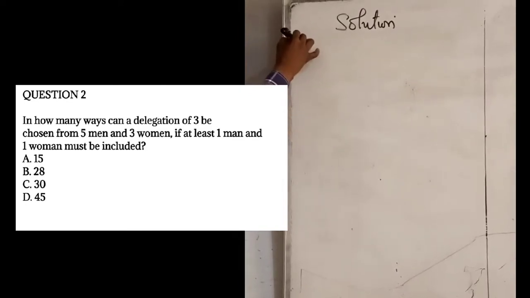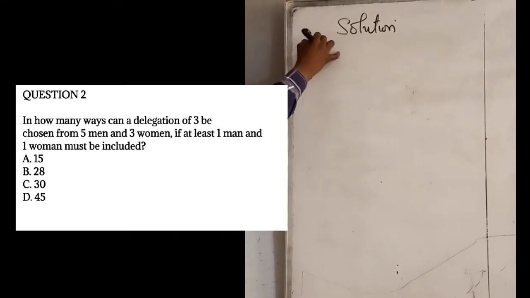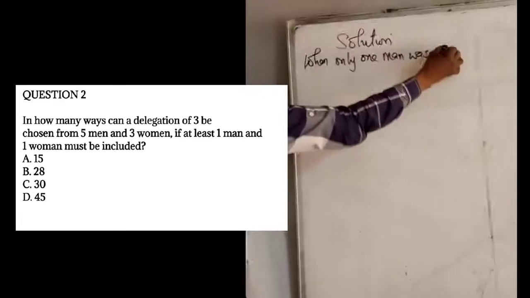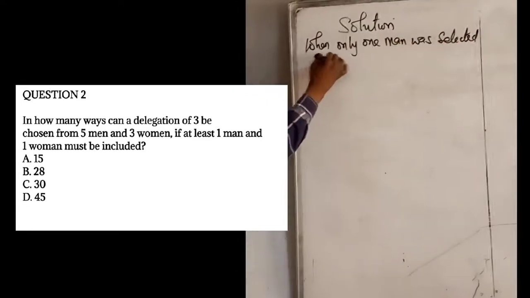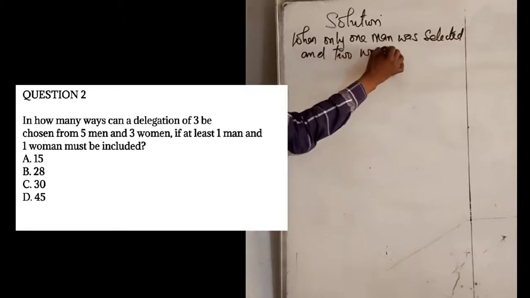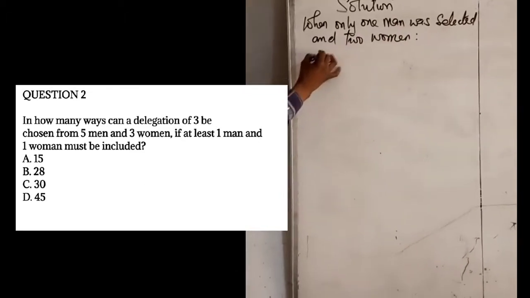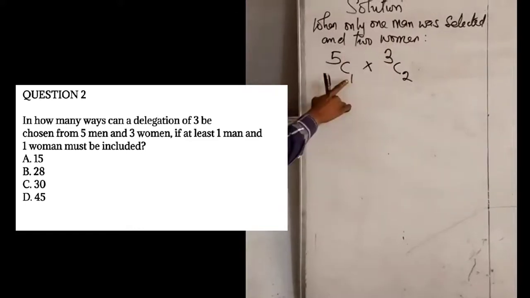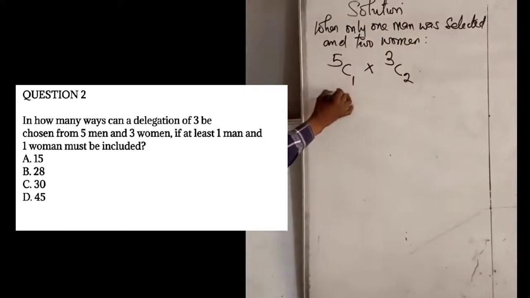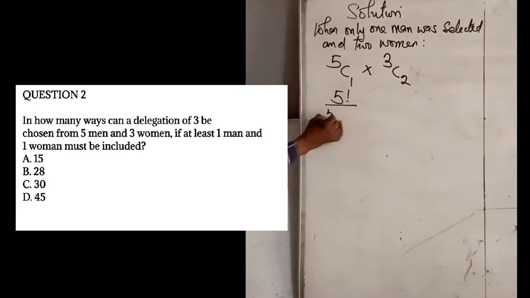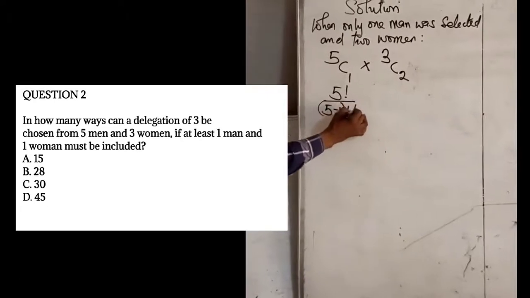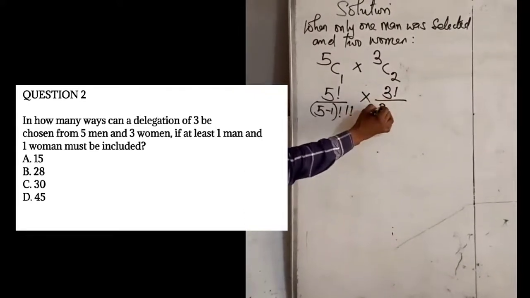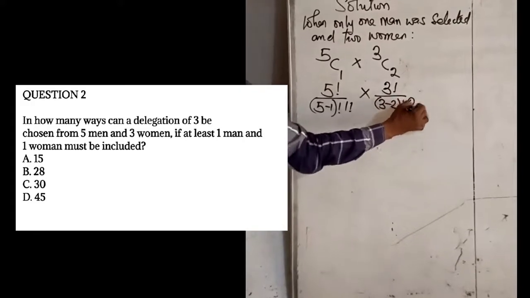Now, the first condition we need to evaluate is when only 1 man was selected and 2 women. So for this condition, the analysis will be 5 combination 1 times 3 combination 2. You can see 2 women, then just a single man. So this becomes 5 factorial over 5 minus 1 factorial, 1 factorial. This becomes also 3 factorial, all divided by 3 minus 2 factorial, 2 factorial.